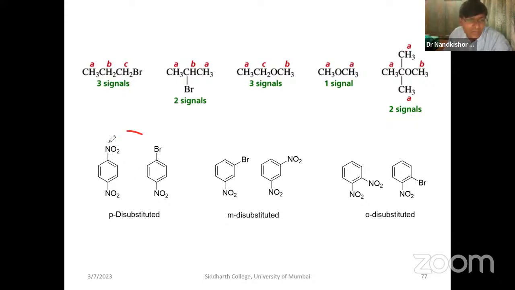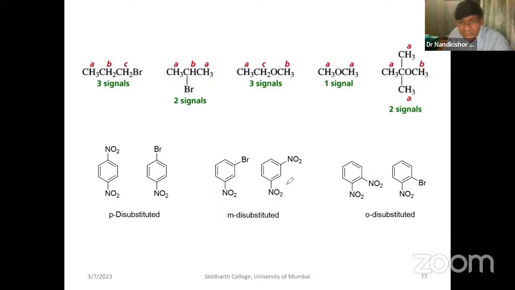Now look at this example, a para-disubstituted pattern. This is nitrobenzene. No doubt there is a symmetry over here, so this proton and this proton are the same, and obviously this one and this one are the same. So you will get a single line. If the symmetry has been lost with the bromide, then these two protons will be the same and these two protons will be the same, but this one and this one are different. So you will get one peak for this and two peaks for this. Meta will obviously have this different, this different, this different, and this different. So 1, 2, 3, and 4: 4 signals you will get for this.